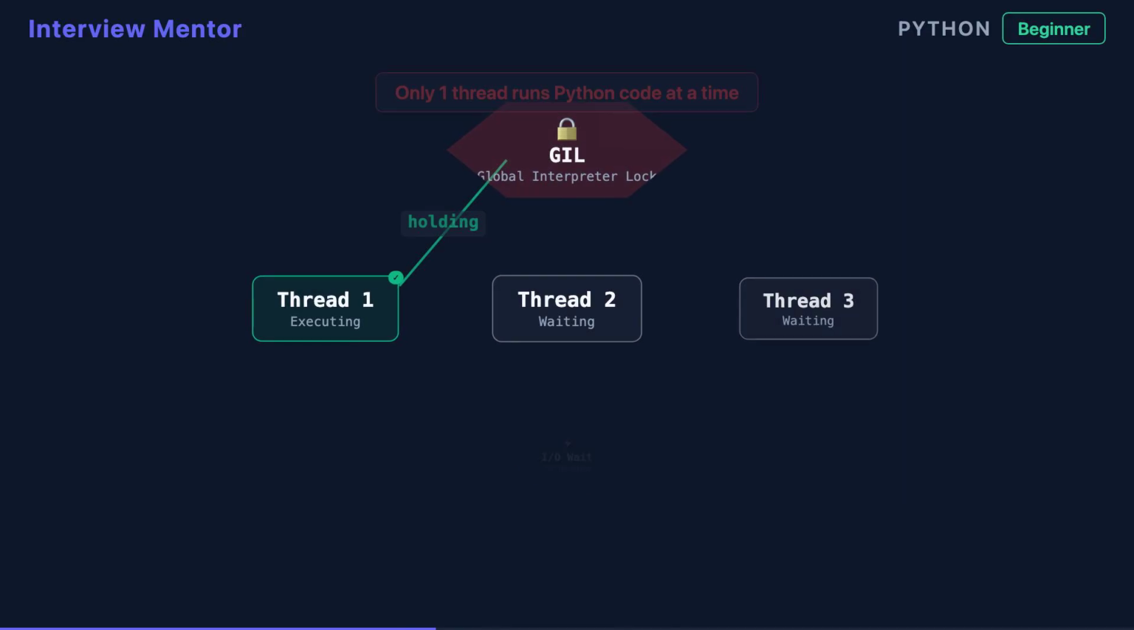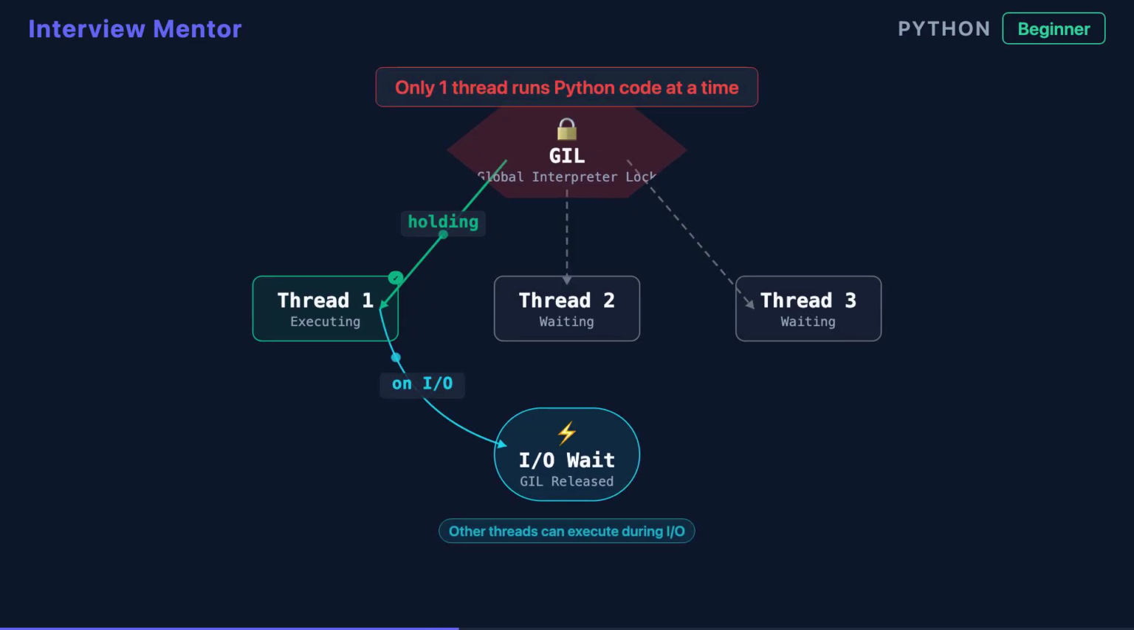Now here's the catch. Python's global interpreter lock, or GIL, ensures only one thread executes Python bytecode at a time. This lock protects Python's memory management from race conditions. For CPU-intensive tasks like number crunching, this means your threads won't actually run in parallel, they'll just take turns.